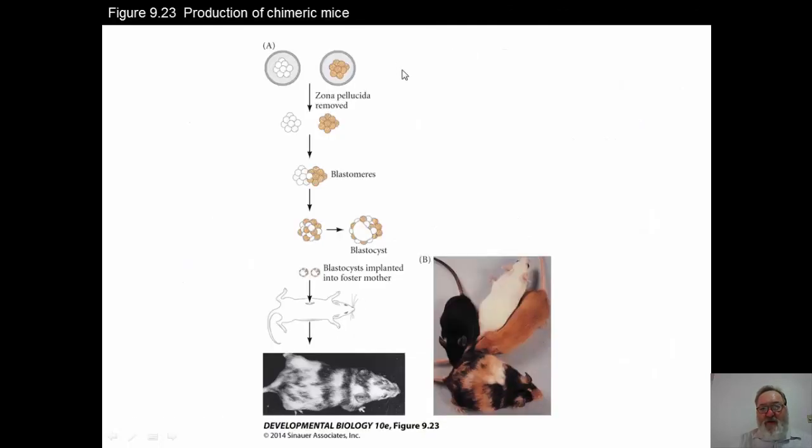Let's look at the production of chimeric animals, and of course mice are used as the model since they're the animals that are of experimental choice. There are many genetic versions.